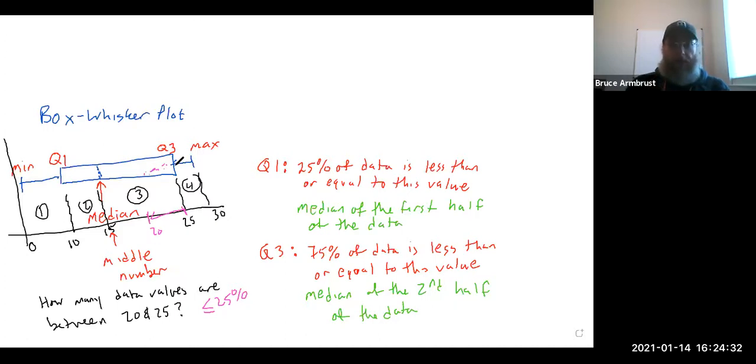Right. So if I was asked how much of the data is between 20 and 25, I know for sure it's less than 25%. But what if I was asked how much of the data is between, let's go 7 and 12? So if we go back and we look at our picture between 7 and 12, well, 7 is somewhere here and 12 is somewhere there. How much of the data is between 7 and 12? Can you give me an upper bound on it?